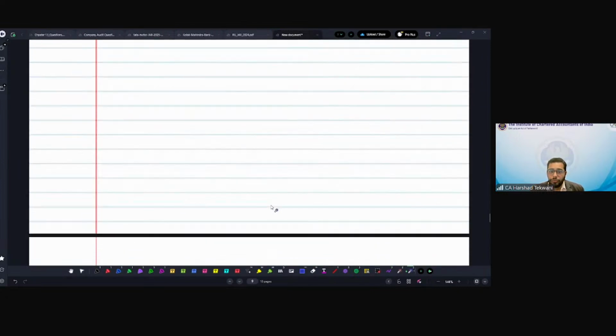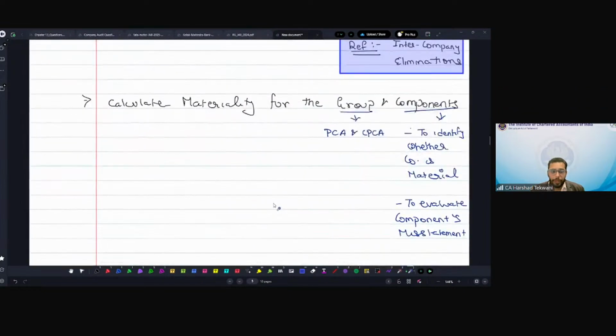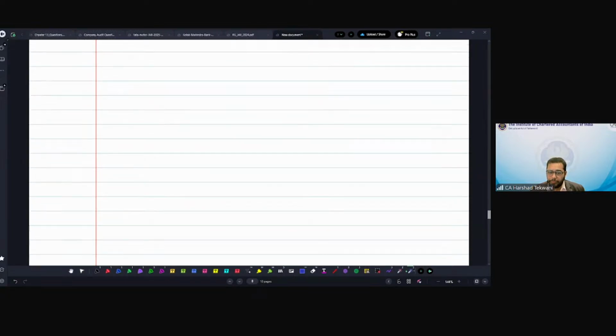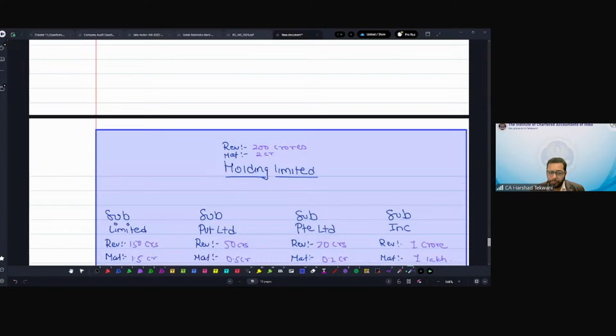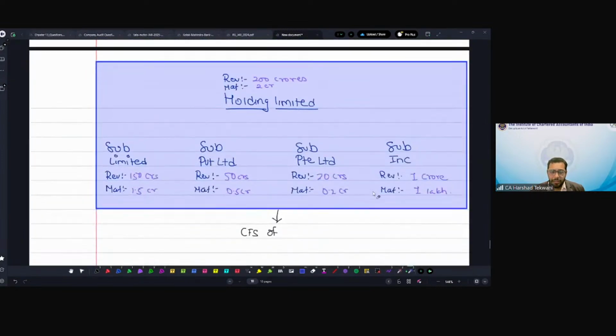Yes or no? Okay. To evaluate the components' misstatement. Now, once you do that, once you evaluate the components' misstatement, then, sir, yes. Sir, in this example, you have divided the materiality among the 4 subsidiaries.